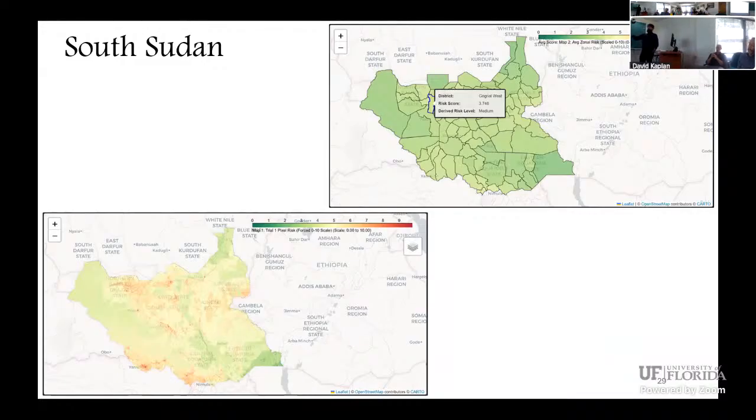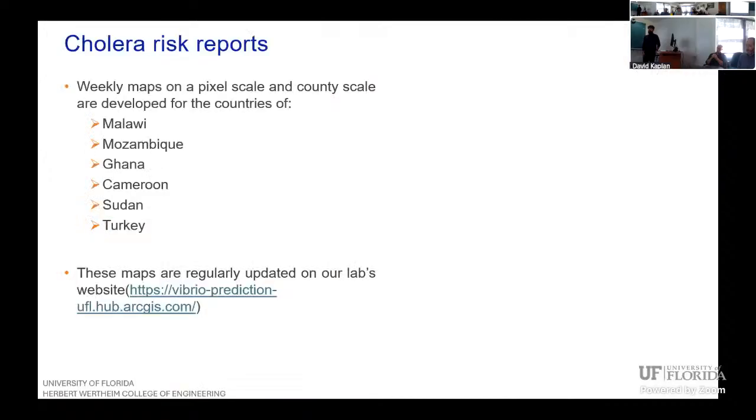The top one shows the county-based risk. If we just scroll a cursor over there, it will show the district risk score and the risk level as well. The graph down side shows the pixel risk, on the pixel scale, not on the county scale. So this is how we can already know where a cholera outbreak can occur. That's how we can warn the government of those regions to be prepared and to have safe WASH conditions.